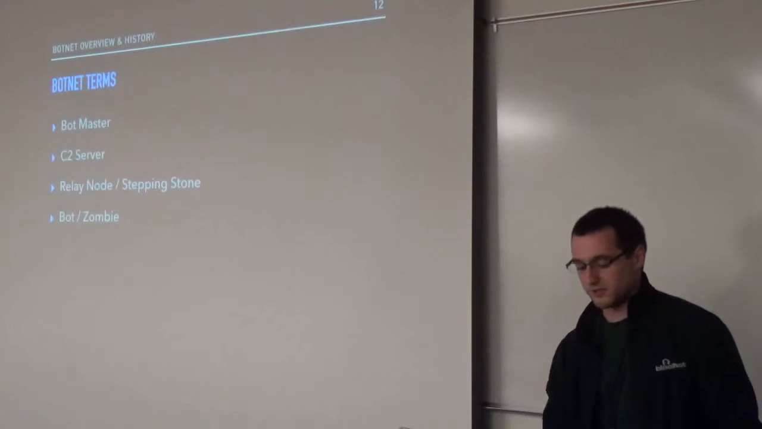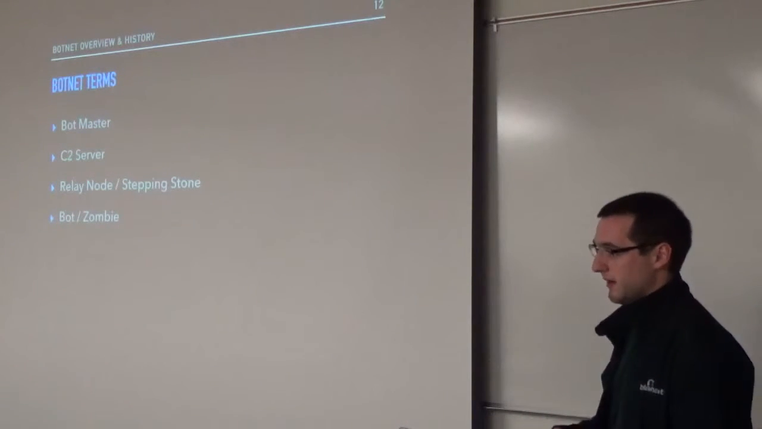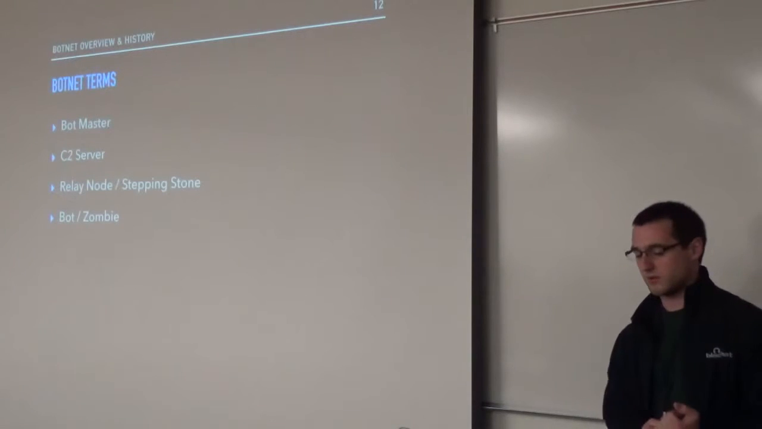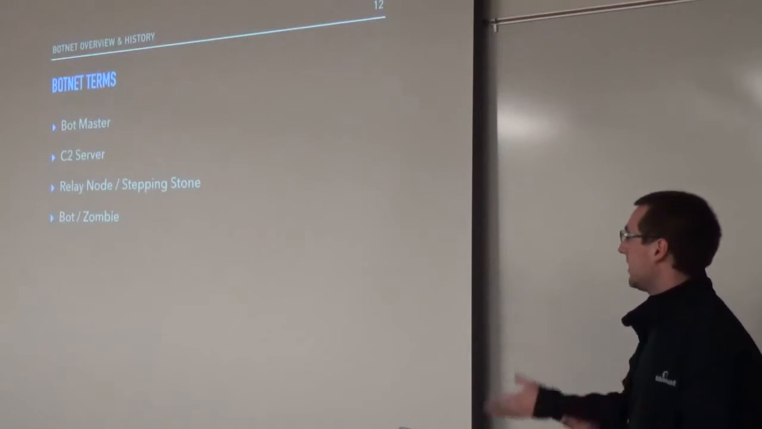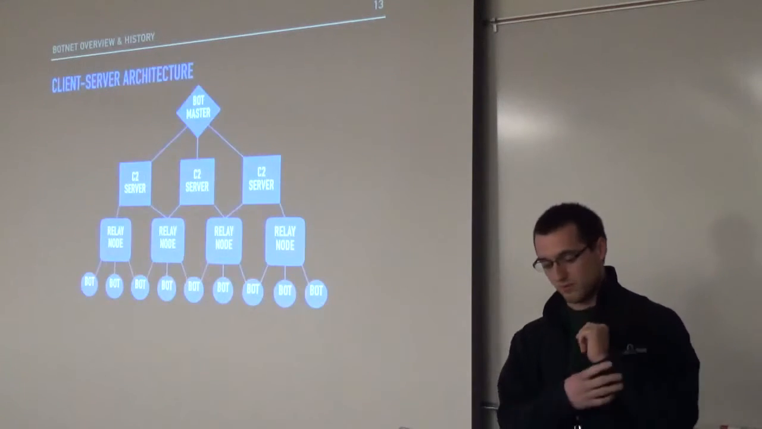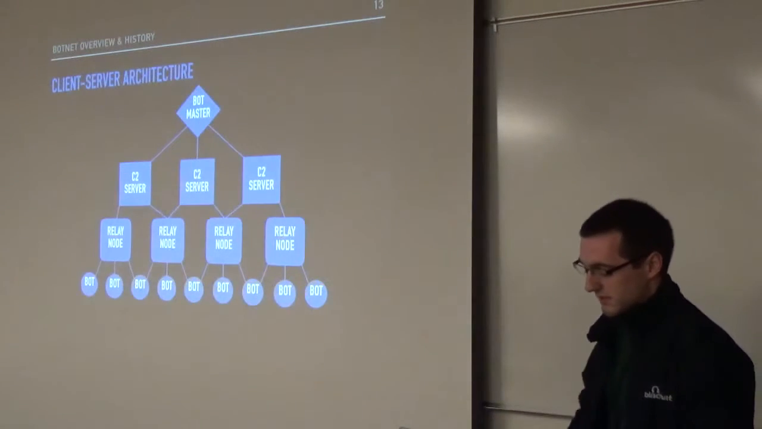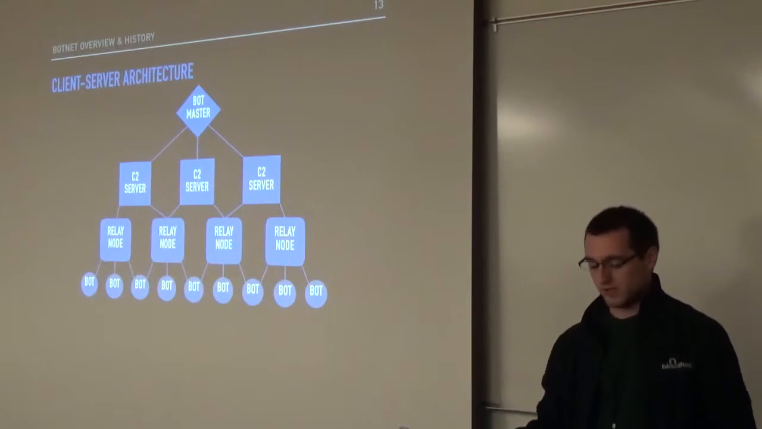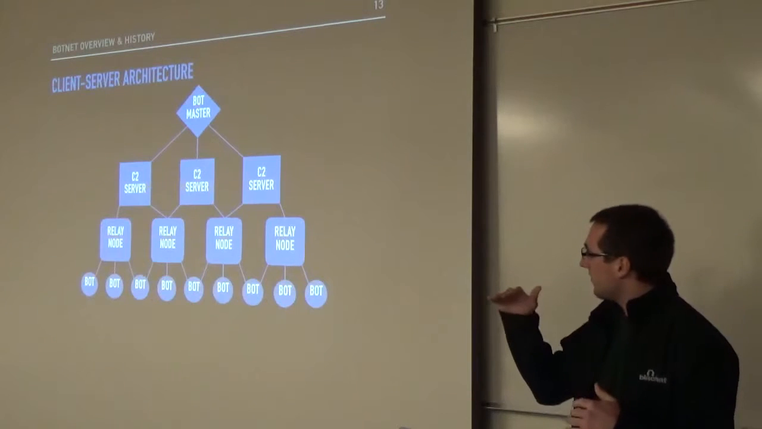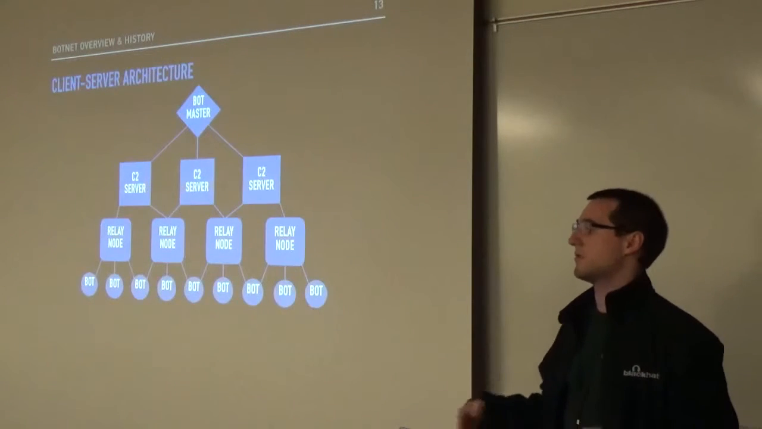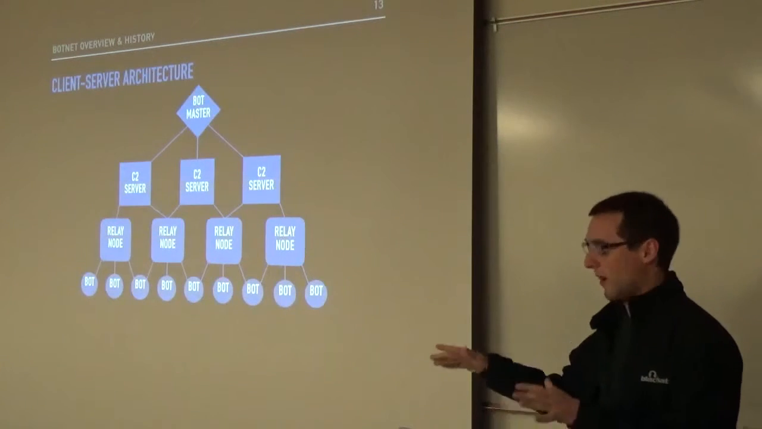So let's get into some of the terms that we're going to be using to describe botnets. We've got bot masters, C2 servers, relay nodes, bots, and I'm going to get into all of these. Normally we have something that's organized like this. You have the bots at the bottom, relay nodes in the middle, C2 servers right there, and then up at the top we've got the master, and I'm going to go into all of these from the ground up.